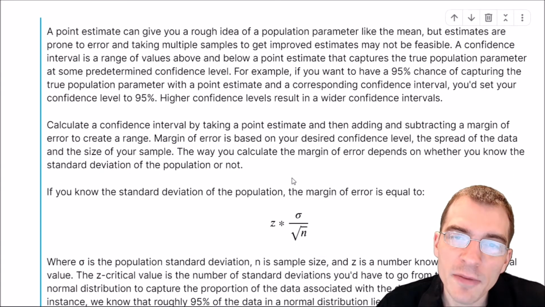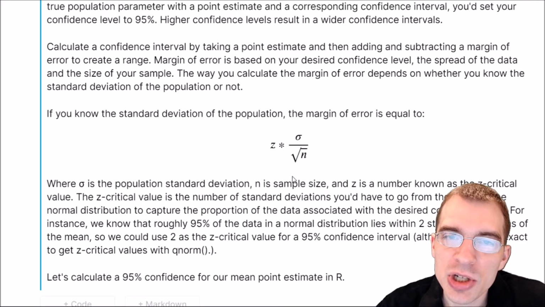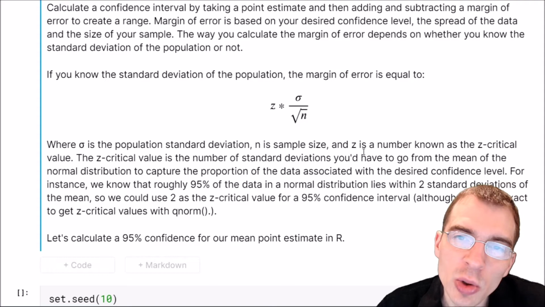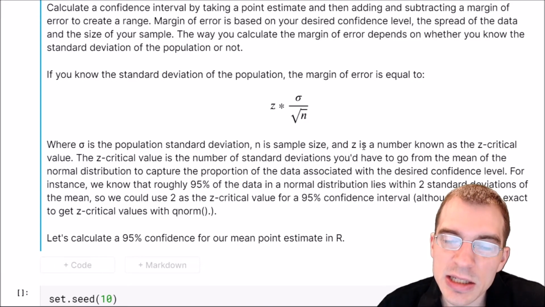You calculate a confidence interval by taking a point estimate and then adding and subtracting a margin of error to create the confidence range. So the margin of error is based on your desired confidence level, the spread of the data, and the size of your sample. So if you know the standard deviation of your population, the margin of error is equal to this equation here, z times sigma over square root n, where sigma is your population standard deviation, n is your sample size, and z is a number known as the z critical value.